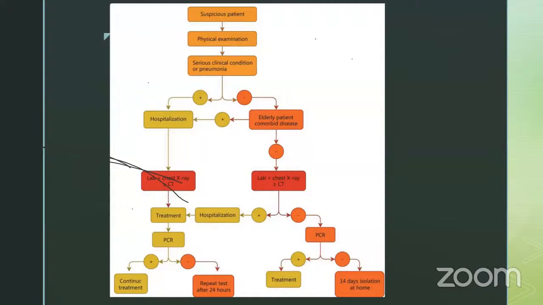If any of the results come as positive, we can take it that the patient is having COVID involvement and start hospitalization and treatment there. If nothing is there, we can wait for the PCR results. And if it is negative, we can suggest 14 days of home isolation and follow up. If the patient turns out PCR positive, we can start treatment as a mild case, because they don't have any serious clinical condition and imaging was also normal. So we can start the treatment right away. So this protocol helped us a lot in this pandemic.